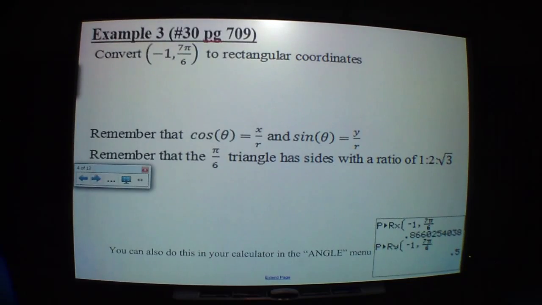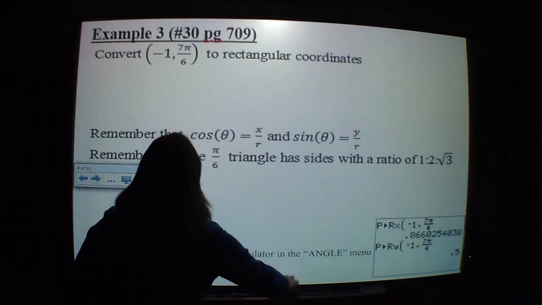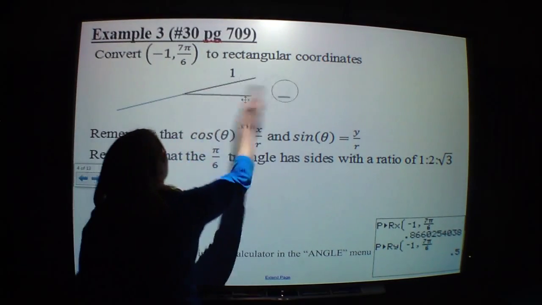Next example, number 30 on page 708. Convert negative 1, 7 pi over 6 to rectangular coordinates. Remember that cosine of theta is x over r and sine of theta is y over r. Okay? And remember that the pi over 6 triangle has sides with a ratio of 1 to radical 3. So don't forget that when you're doing it. This is what the picture looks like.